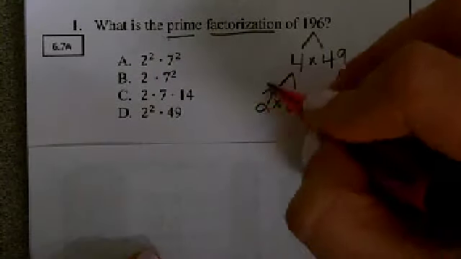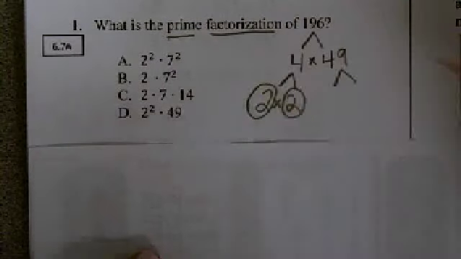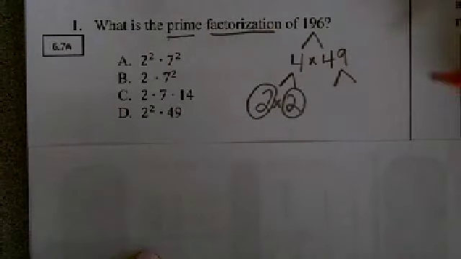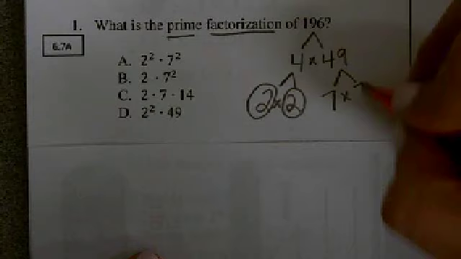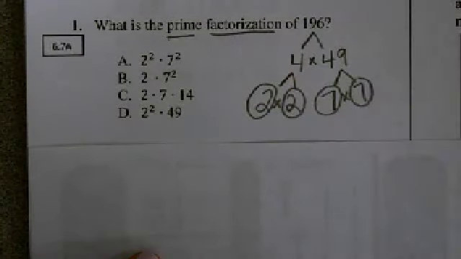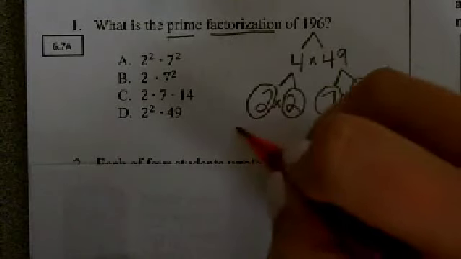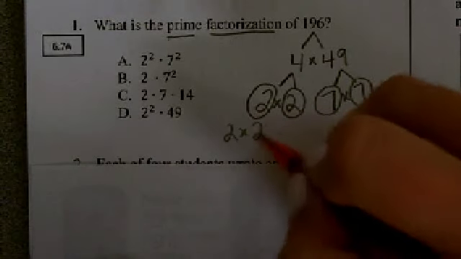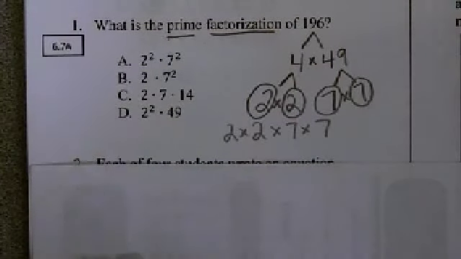2 is a prime number, so when we get to a prime number, we circle it at the end of our factor tree. Now looking at 49, two factors that go into 49 are 7 times 7. 7 is also prime, so we are going to circle those numbers. So the prime factorization for 196 would be 2 times 2 times 7 times 7. That's the prime factorization written in expanded form.